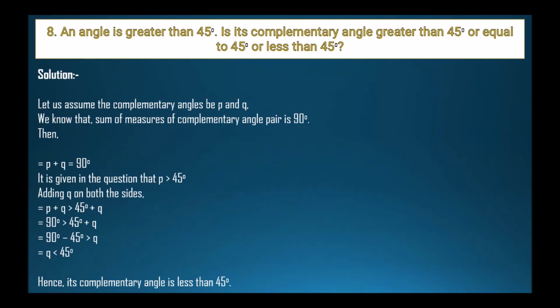Now in the question it is given that P is less than 45 degree. Adding Q on both the sides, we will get P plus Q less than 45 degree plus Q. So 90 degree less than 45 degree plus Q. So 90 degree minus 45 degree less than Q. So Q is greater than 45 degree. So the complementary angle is greater than 45 degree.